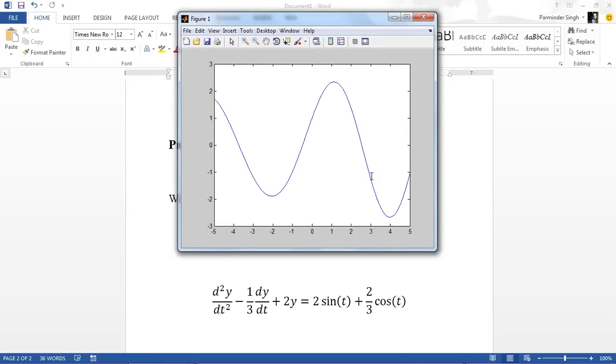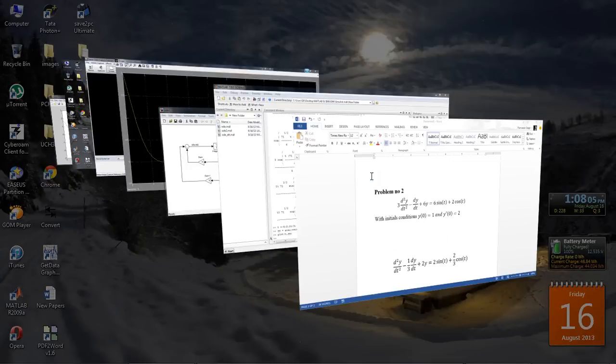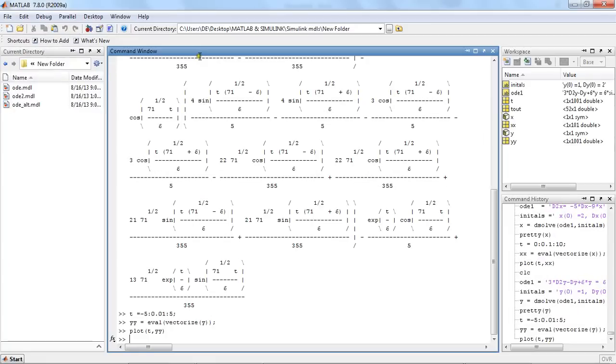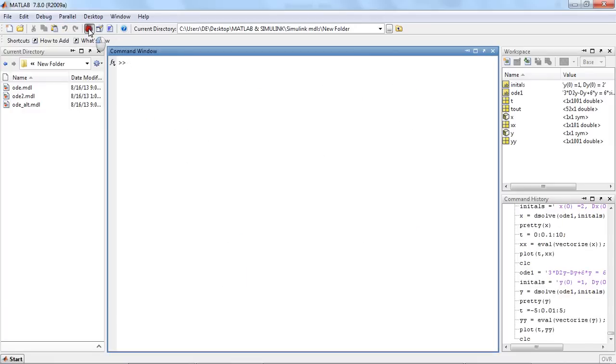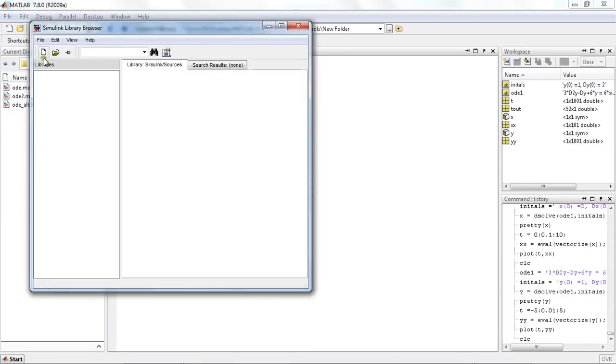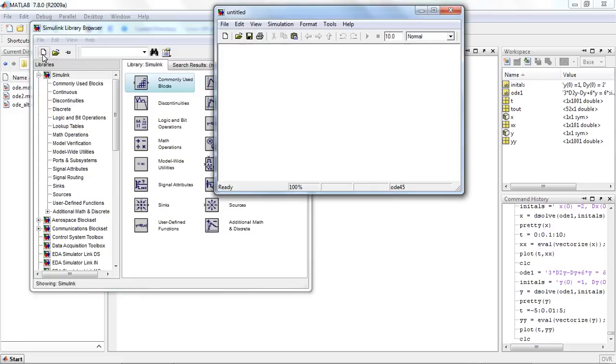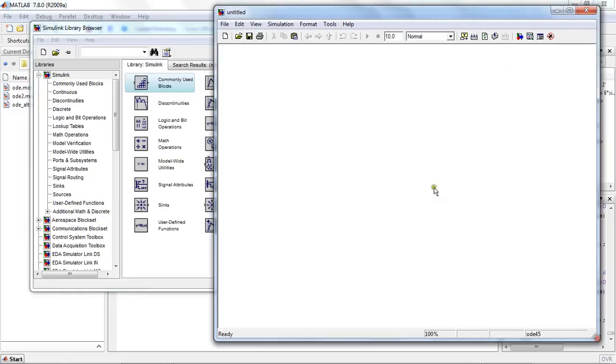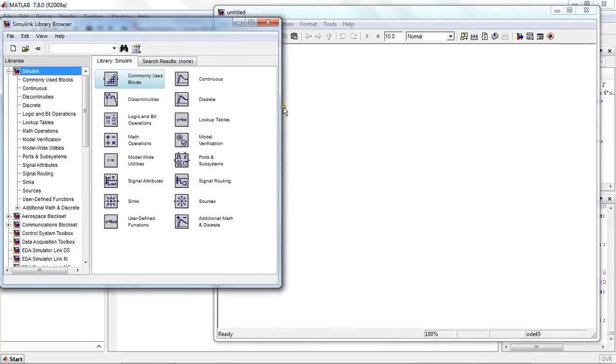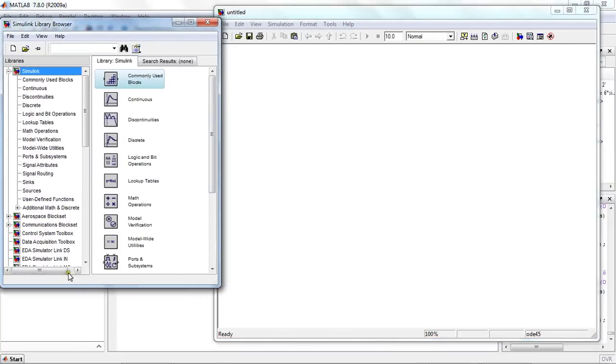Okay, so now let's try to solve this thing using Simulink. So in Simulink we need to create a model. First let me clear this window. Okay, so for that again go to the Simulink library. We'll click this new model and we'll try to create. Now this is important because in this the number of variables will be much higher than the previous ones.